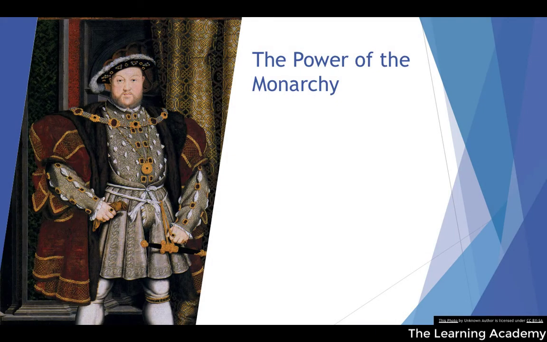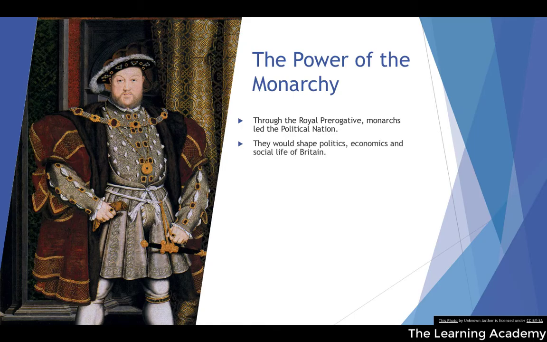When it comes to the power of the monarchy, this is an image of a Tudor monarch, because to understand the Stuart monarchy, we have to have a look at where the Tudors left off, how society existed in England. Through the royal prerogative, monarchs led the political nation. They would shape politics, economics and the social life of Britain.